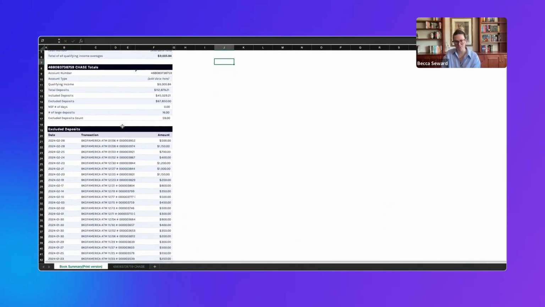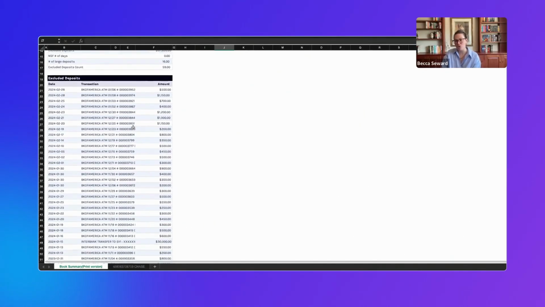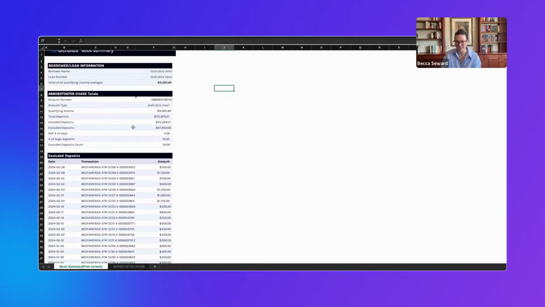We also include on this printout version the list of excluded deposits. Now, you may not want to share all of the included deposits because there could be several hundred across the 12 to 24-month bank statement period you're looking at, but you may want to include which of those deposits were actually excluded for various reasons.